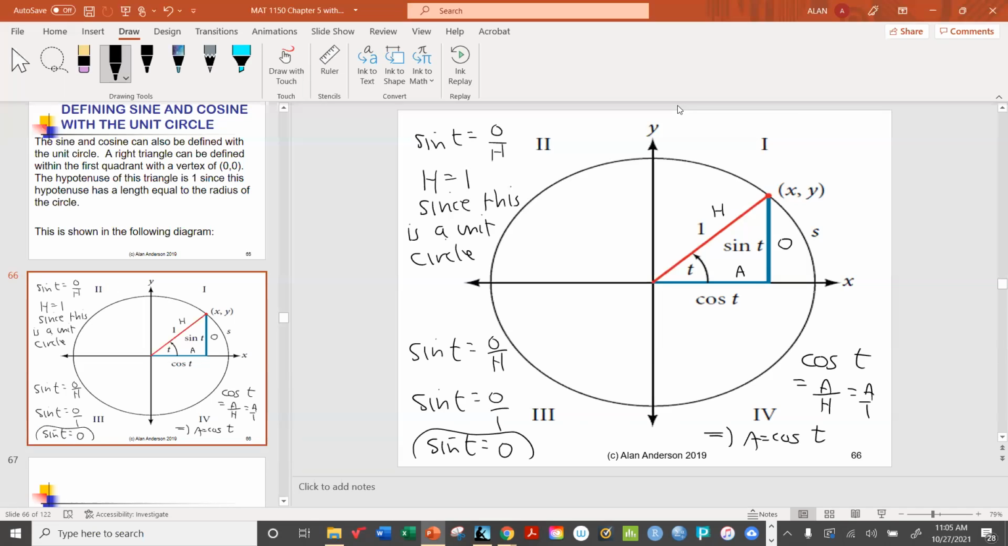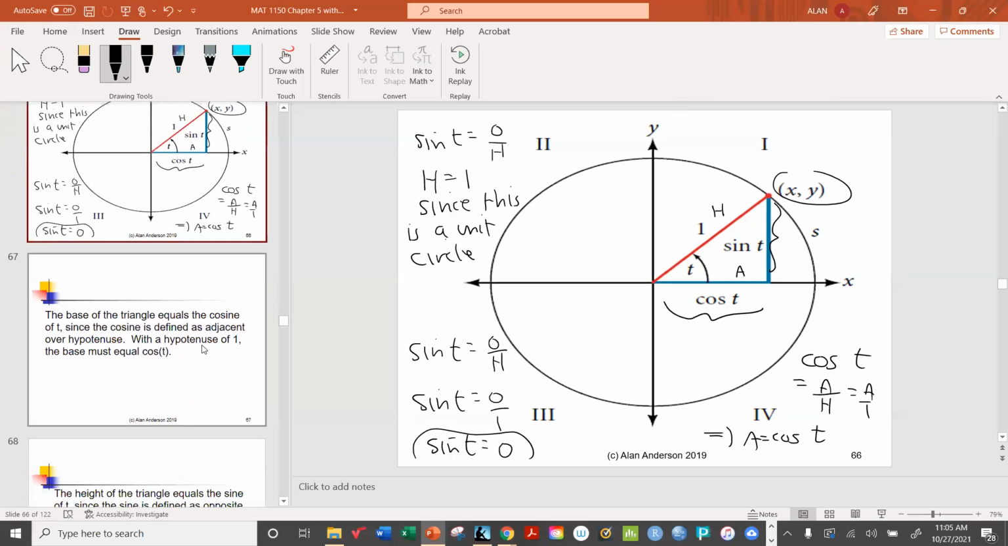So that's where this is headed. Basically, the triangle is set up so that no matter what points we choose on our circle, that defines a unique angle T. This horizontal blue line is the cosine of T, and this vertical blue line is the sine of T. And of course, the hypotenuse is just 1.